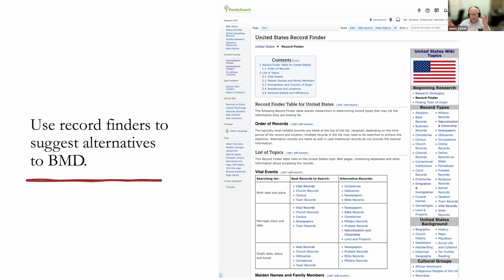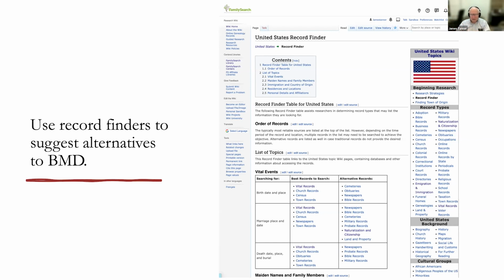Now, that doesn't complete the list of places you can go, because there are also school records, business records, and military records, and it goes on and on. But here's a way of indicating that there are places where you can go to get additional information once you run out of finding birth, marriage, and death records directly.